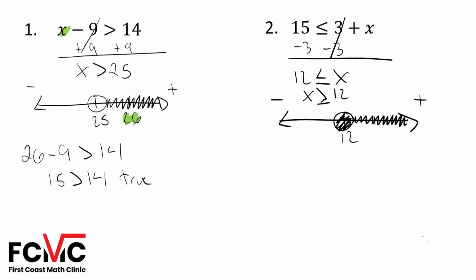So let's pick a value to check. We've got 12 here. Since 12 is included in the solution set, greater than or equal to, we could just check that value 12 in our inequality. So we'll get 15 is less than or equal to 3 plus 12. And then 15 is less than or equal to 15, which is a true statement. And let's do 2 more examples.